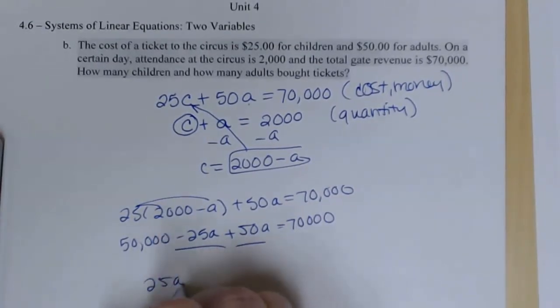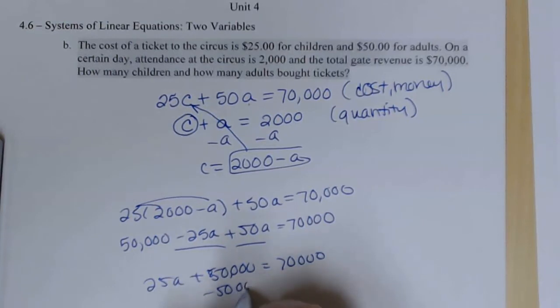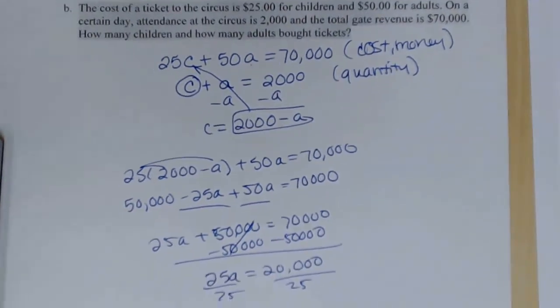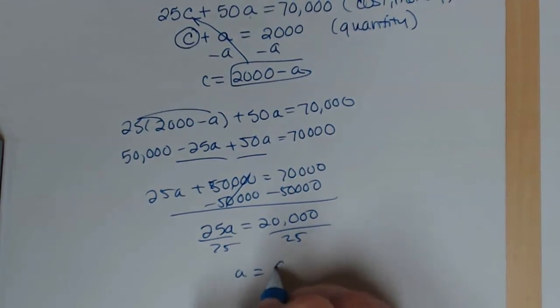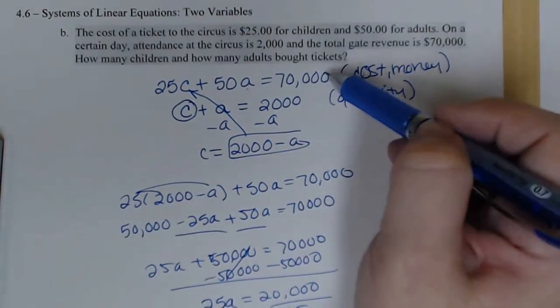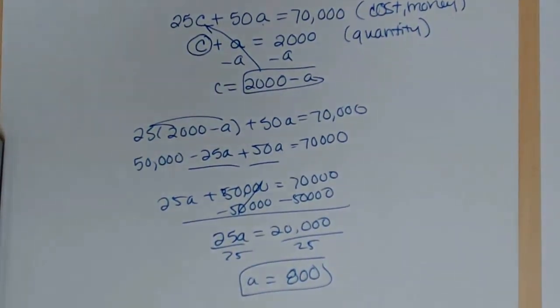Combine. And then solve for a. So I'm going to subtract 50,000. I get 25a equal to 20,000. Divide by 25. So a would be equal to 800. Now, no big deal. Again, the hard part about this one was setting up your two equations. The rest of it was just substitution and being careful with my numbers.